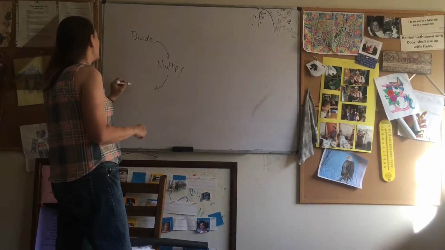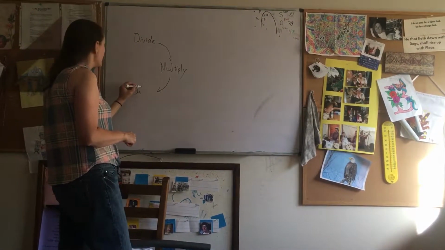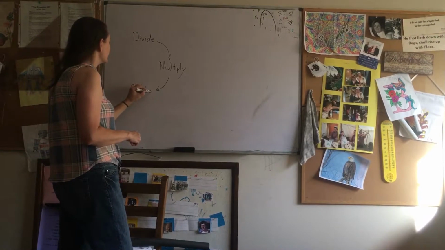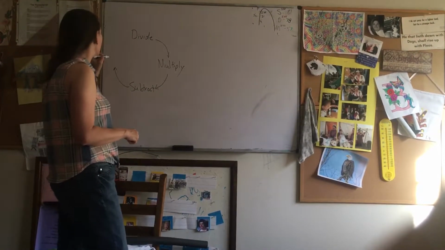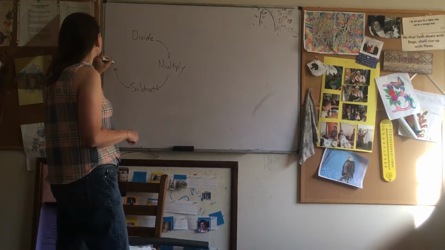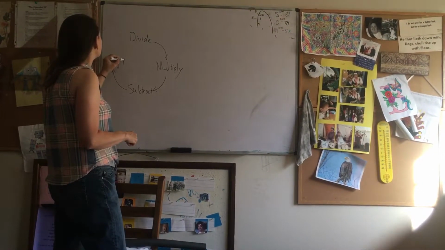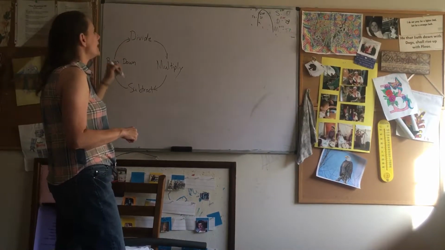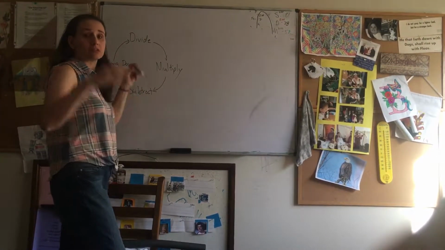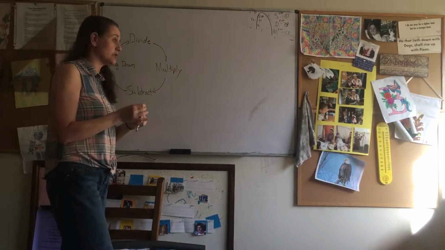Then you go to the next step, which is subtract. And the final step is to bring down. And then you go back to divide, and you go around and around this circle as many times as you need to complete the problem.